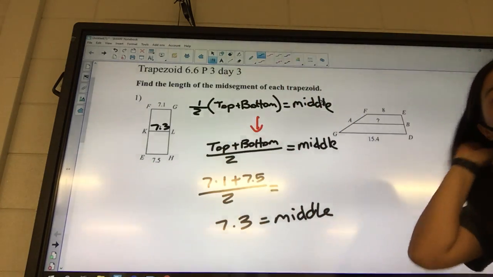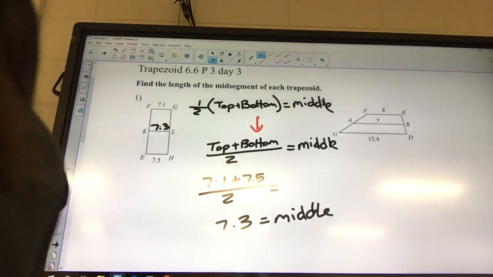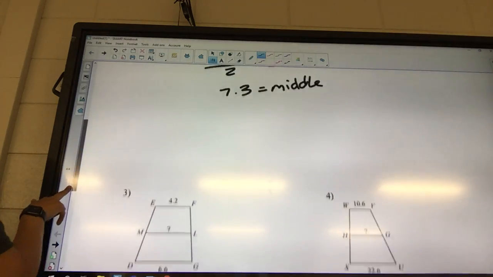Yeah, I'm starting to notice a pattern with that. So pretty much in order.